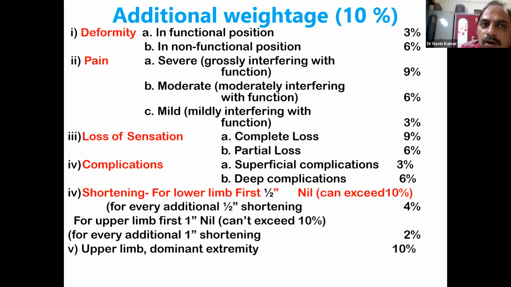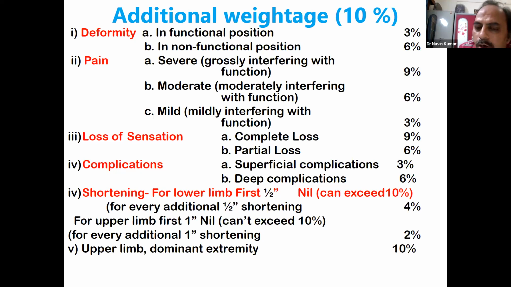So there is an additional weightage of up to 10% for deformity, pain, loss of sensation, and complications. But shortening is special. For lower limb shortening, the first half inch is nil, but every half inch beyond that is 4%. If because of shortening he goes beyond 10, then we can give extra points beyond 10 also, but it should not go beyond 100. That also keep in mind.